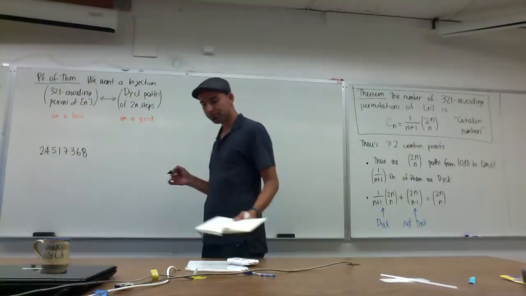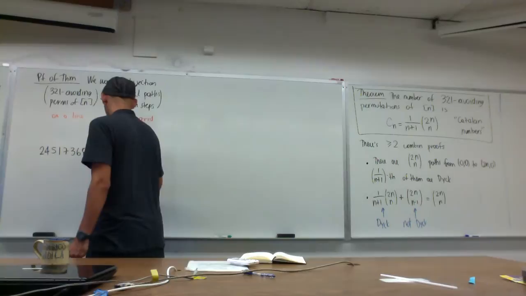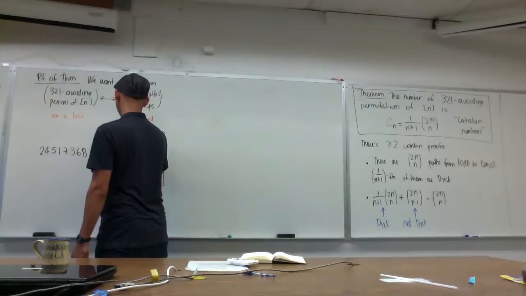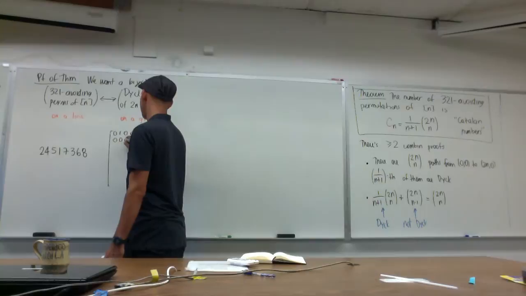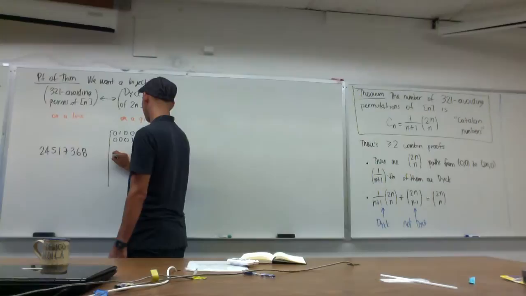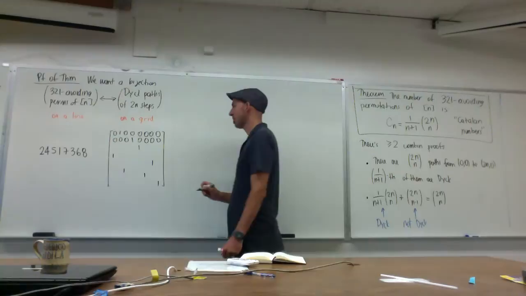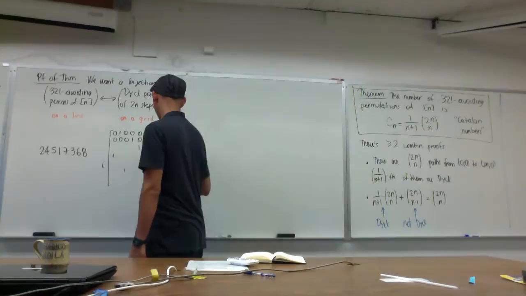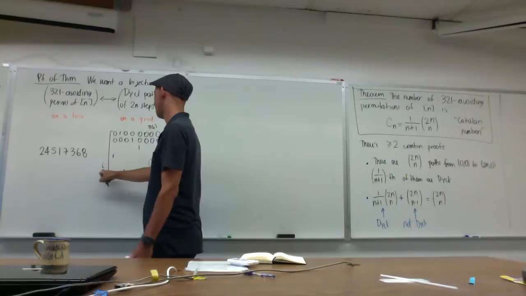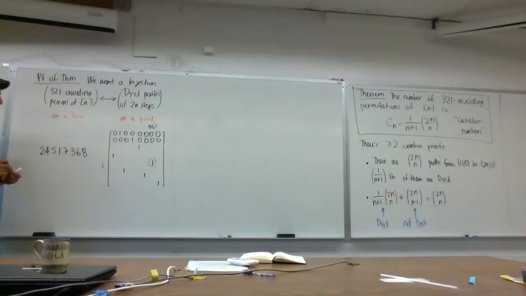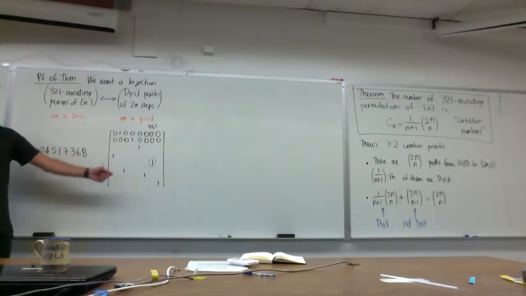Then you represent this by a matrix. What you do is you put 2, 4, 5, 1, 7, 3, 6, 8 along one side. Here you have i, here you have pi of i. So 1, 2, 3, 4, 5. If i is 5, pi of i is 7, so you put a 1 in entry (5, 7). Even if you don't remember this, this is a very clear bijection. You just put ones and zeros in this table according to this rule.